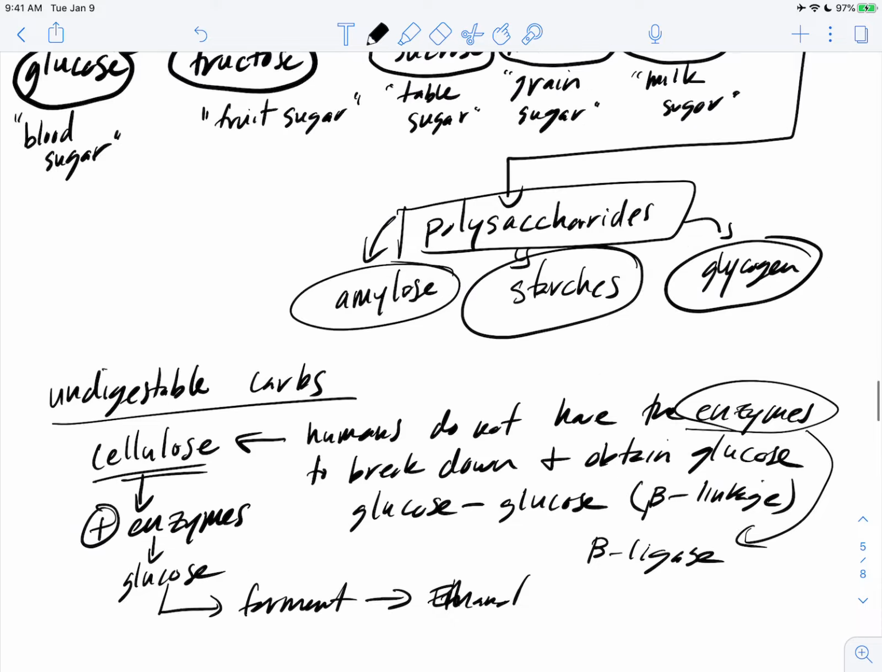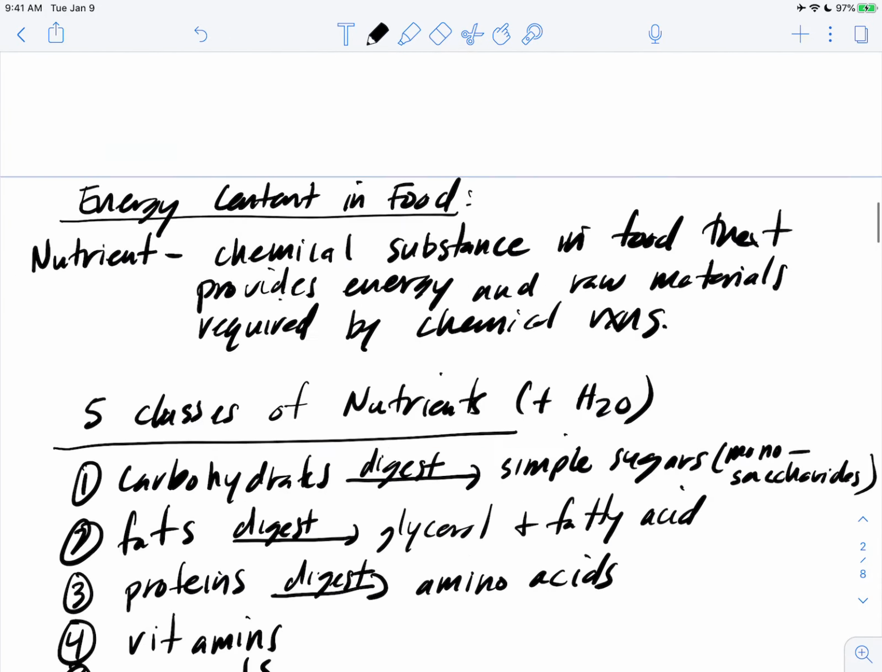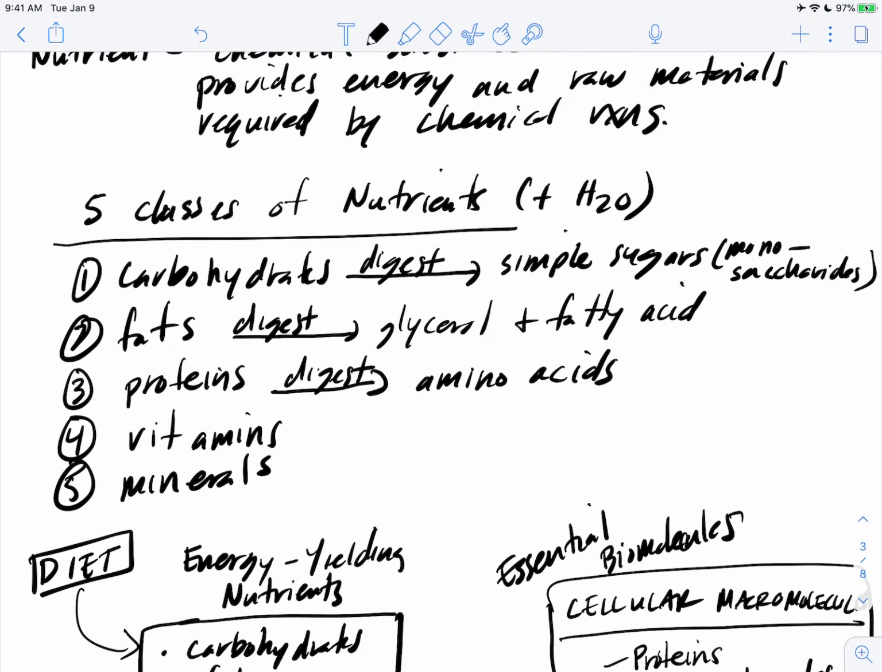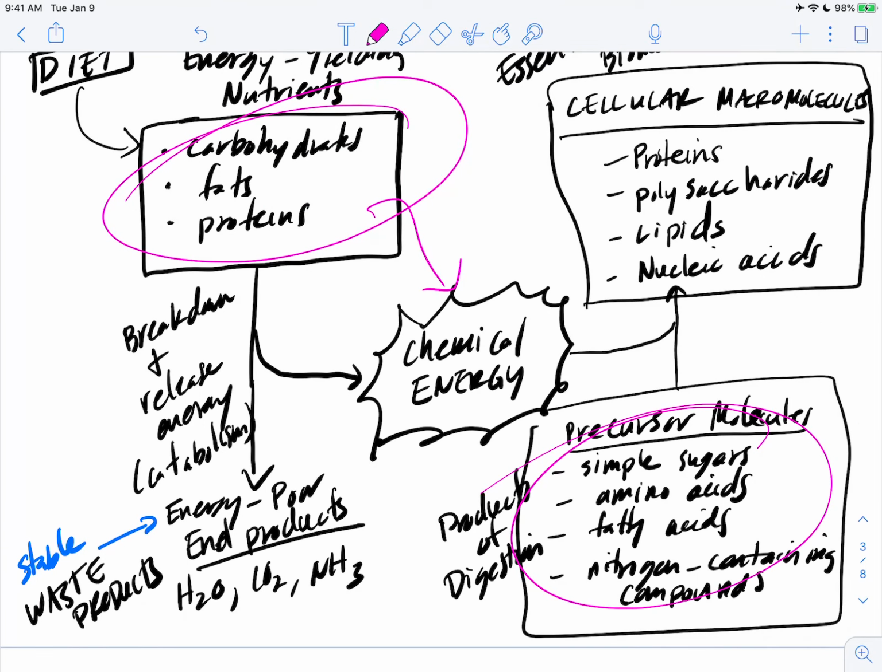So if we go all the way back up to here, we have the 5 different classes of nutrients that we need. We can either use them for energy, right here, or we can use them for building blocks to make what we need. So that is the end of the energy unit in terms of food, and then we're going to move on from there.